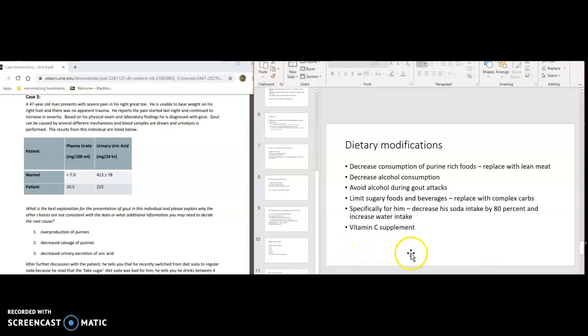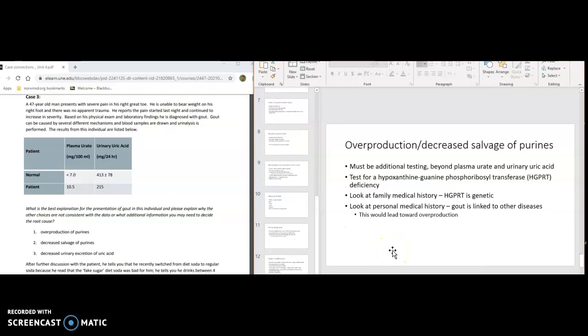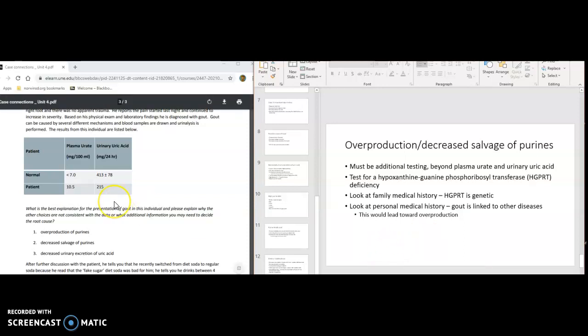And there is a study out there that suggests that a vitamin C supplement would also increase his uric acid clearance and decrease gout attacks. So we know that it's not a decreased clearance, and it's not an overproduction and decreased salvage of purines from the test alone. We just don't have enough information to assume that it is one of these options. We need more information before we could say otherwise.